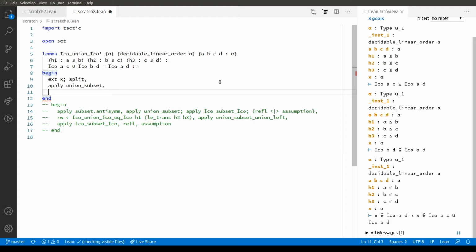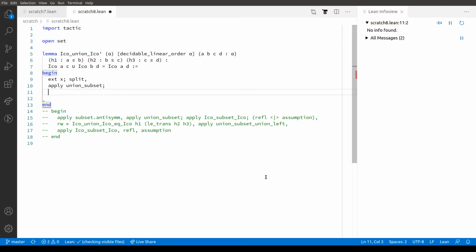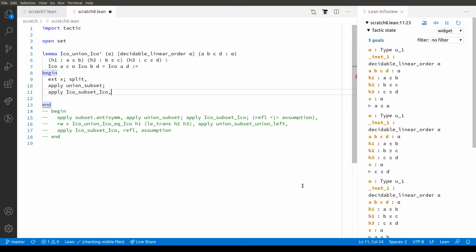I see. So for these two goals here, there's just some general lemma. Apply ICO subset. There. And so now we've got to prove a bunch of inequalities, and they will either be... I see. So now we do this. We try REFL, and if that doesn't work, we try assumption. Now, what's the story now? Now we've only got one goal, and this is the problematic goal because we don't know which way to go. So I guess here's where we break.